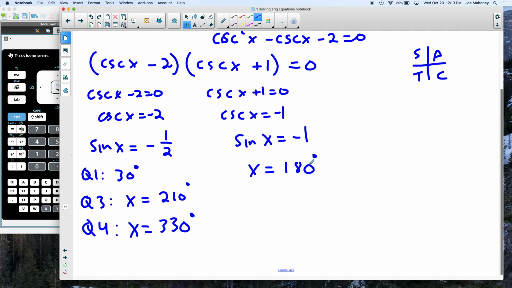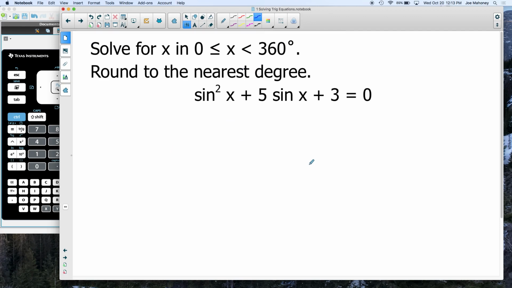Boy, we've been pushing. Let's do one last one together. And thankfully, it's going to be in degree mode. It's another quadratic equation, so maybe we're thinking about factoring it. But there's a problem. I don't have any numbers that multiply to 3 and combine to give me a 5. So do you remember that we might have to use the quadratic formula?